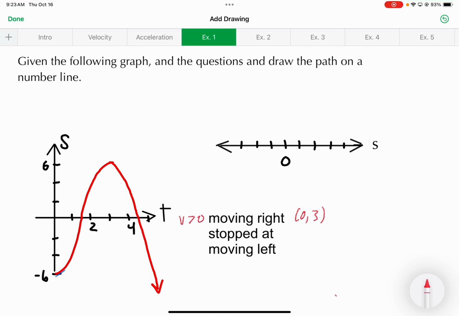And what happens at 3? It stops. Okay, so at t equals 3, it stops. And then it's moving to the left where? From what to what? I got some arrows down there, so we're going to say 3 to infinity. Okay, so from 3 to infinity, my particle has turned around and is then moving to the left. Okay, so if I draw that, my s value starts at what?